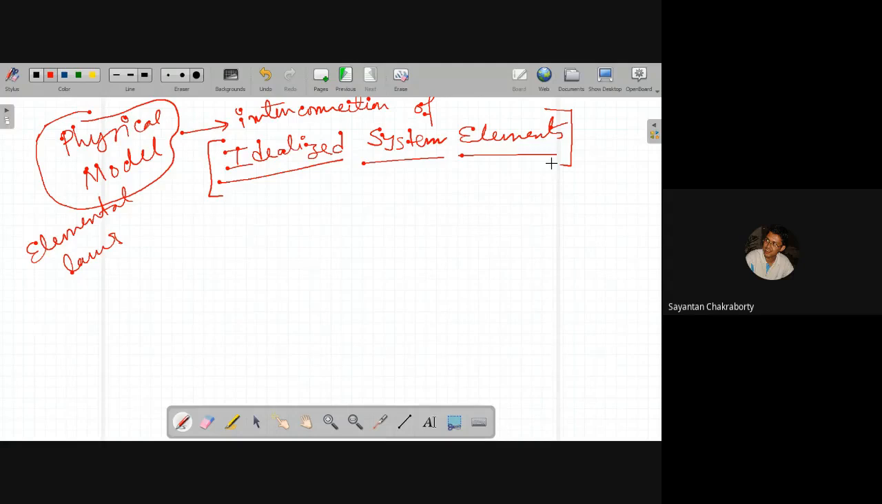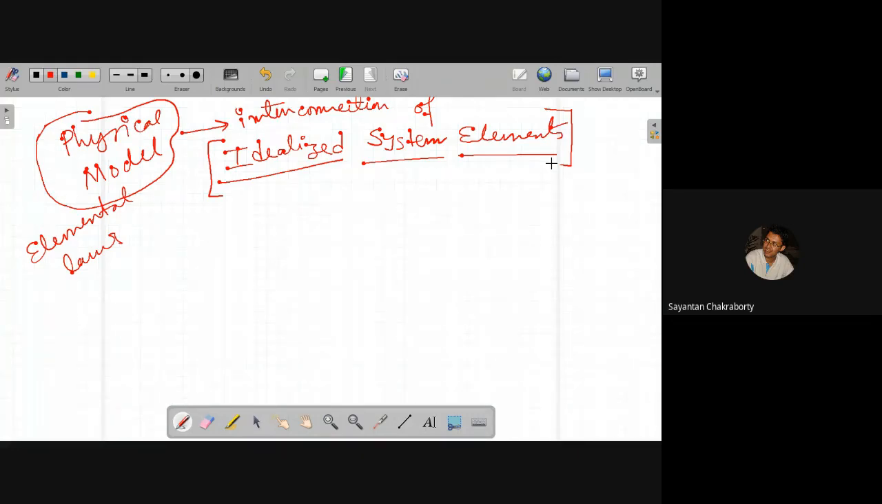And that will be constituting of this idealized system elements. Idealized means some of the nonlinear features will have to be eliminated or discarded, should not be considered at the first stage. Some of the interaction between different systems has to be discarded or should not be considered at the first level. In this way, we obtain some idealized physical element.